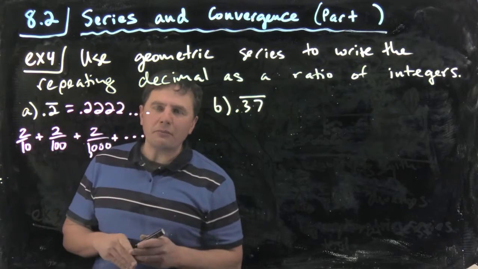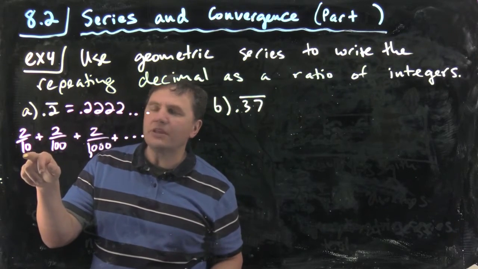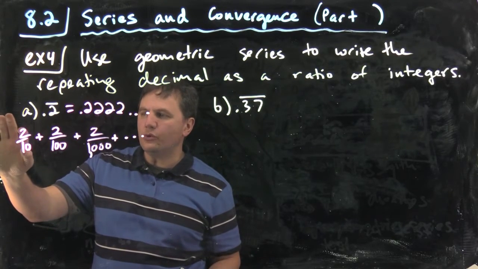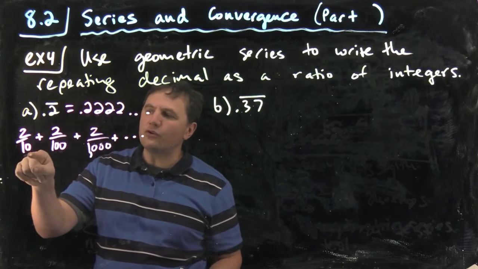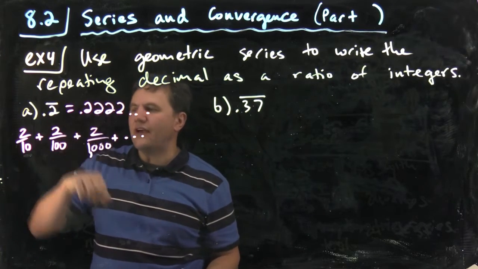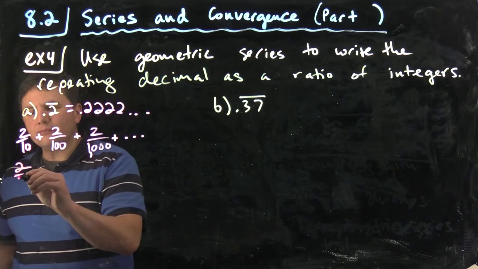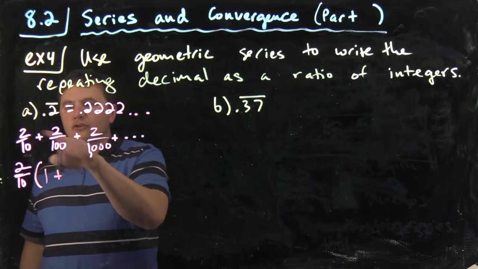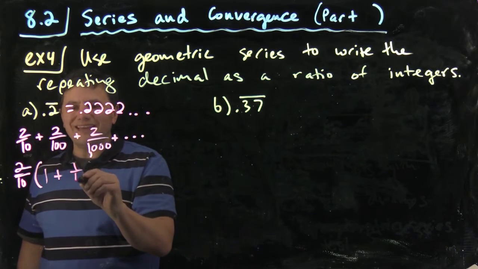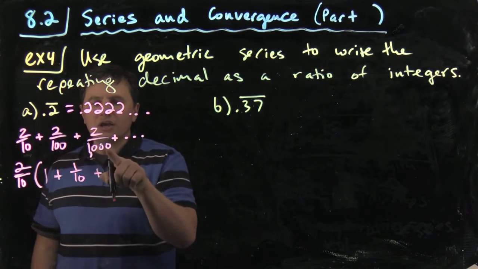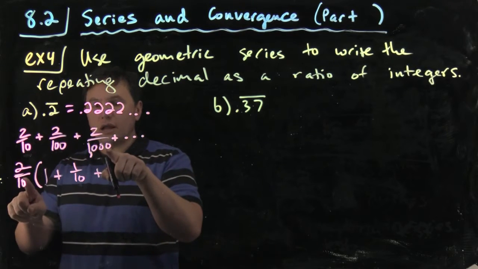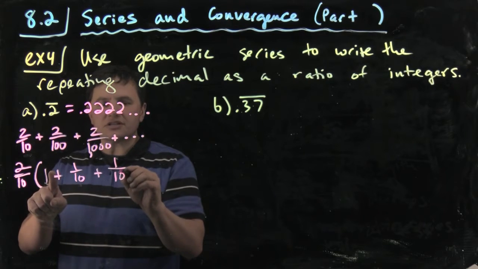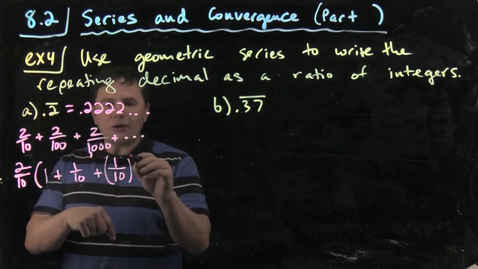Now, if you remember from before, we always need that first exponent to be 0. So the first thing we're going to do is factor out the 2/10, whatever that first value is. So that'll be 2/10. What that leaves me with inside is 1, since the 2 got factored out, and then 1/10. That's our common ratio. Then this is 1 over 100, but we want to see this as a geometric series, so that would be 1/10 squared.